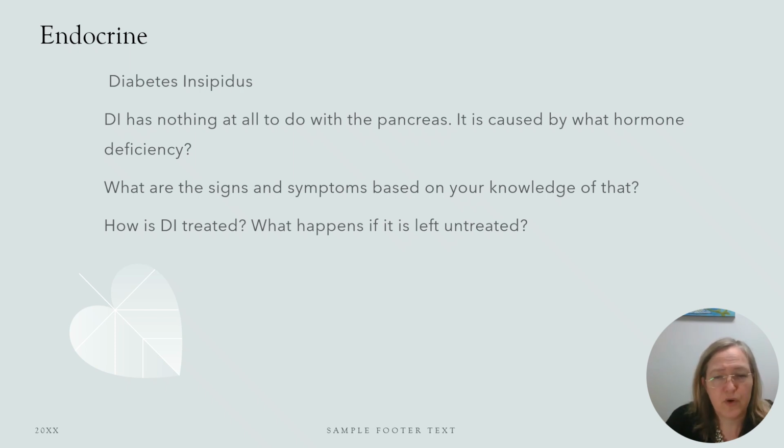So also you would want to know important parental teachings and nursing interventions, and signs and symptoms based on what you know. What are the three P's? Polyuria, polyphagia, polydipsia. Which one of those doesn't apply to diabetes insipidus? One of them does not apply.